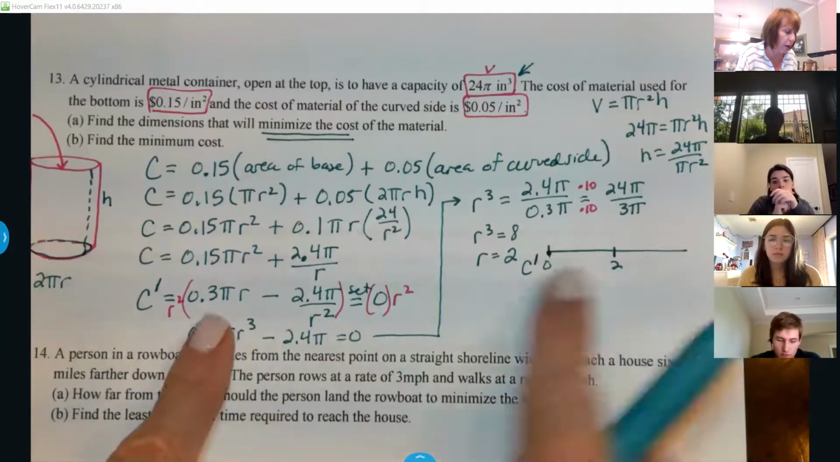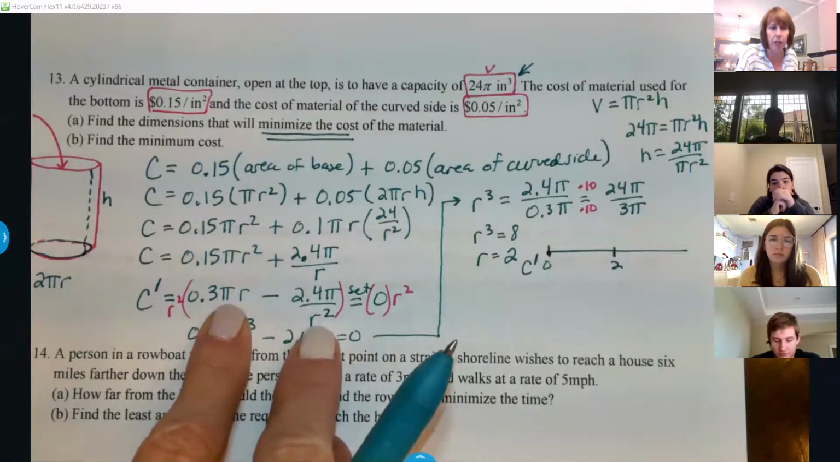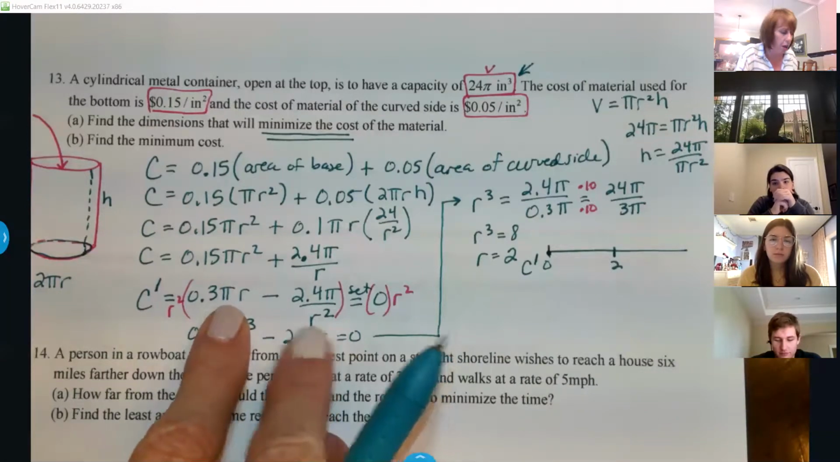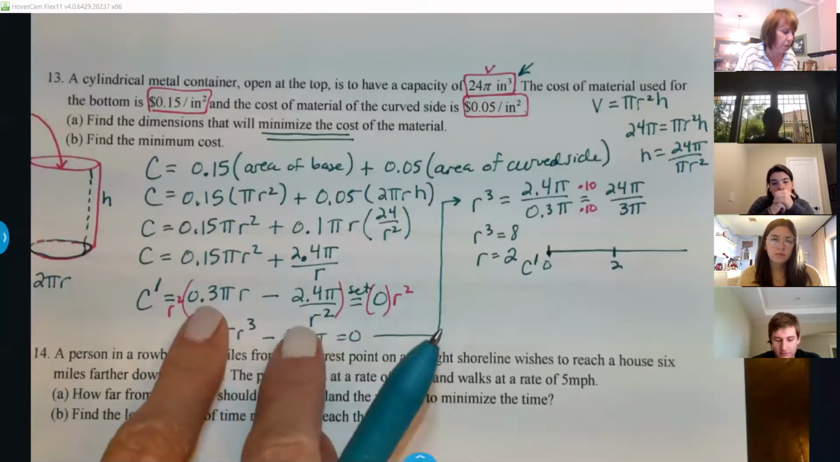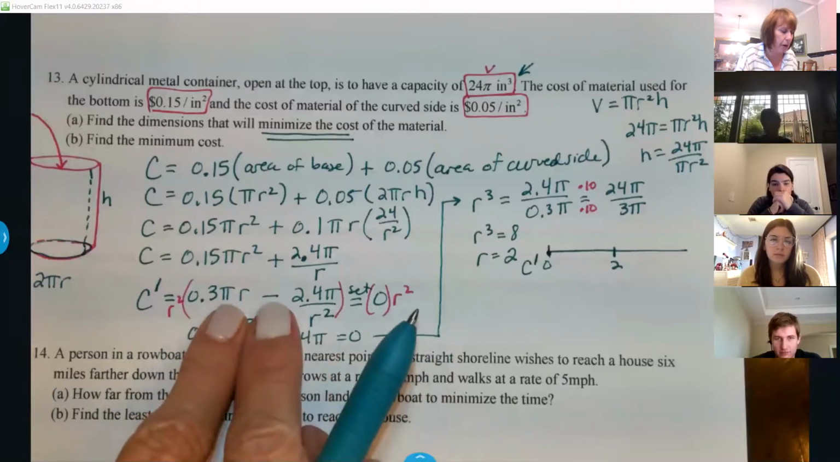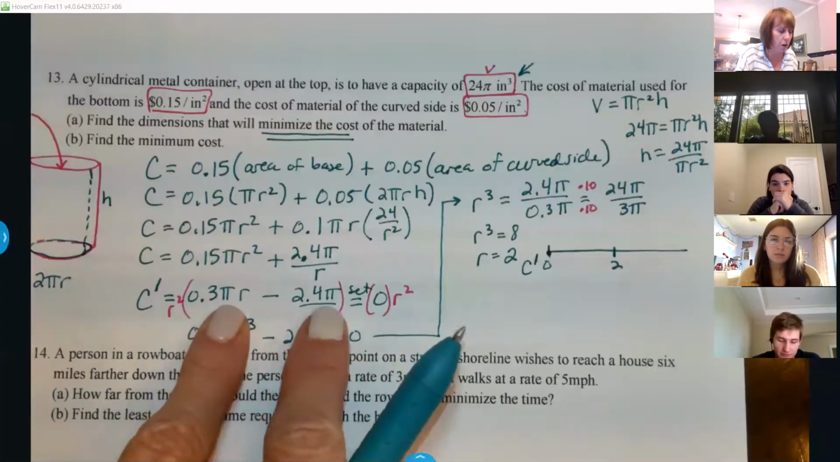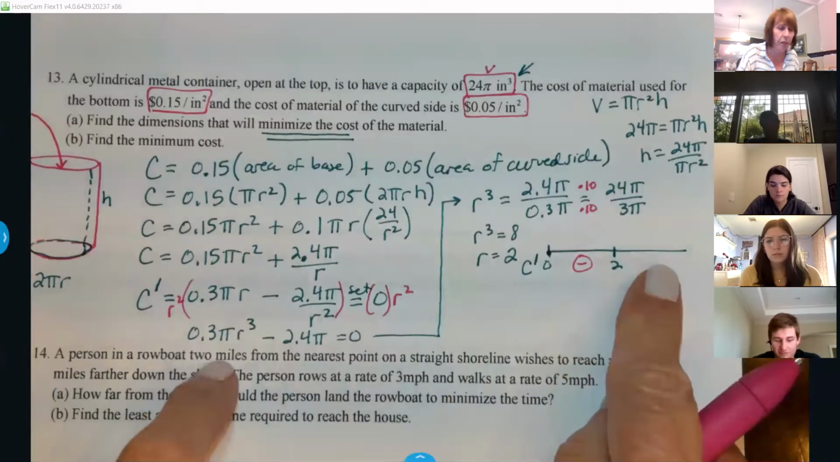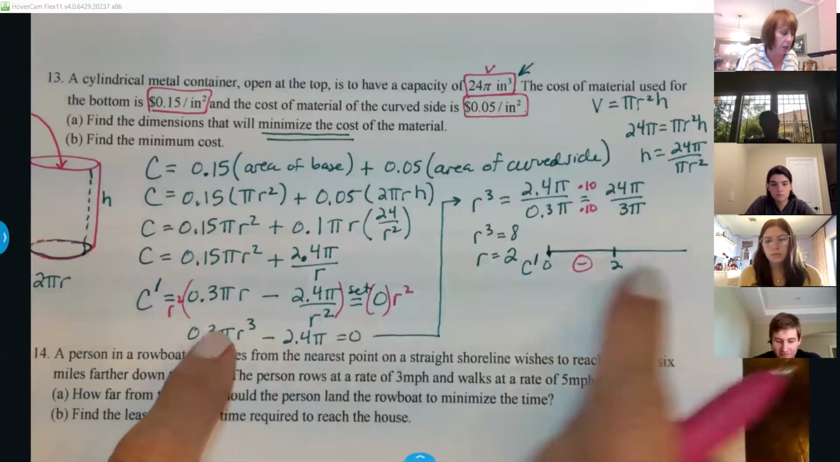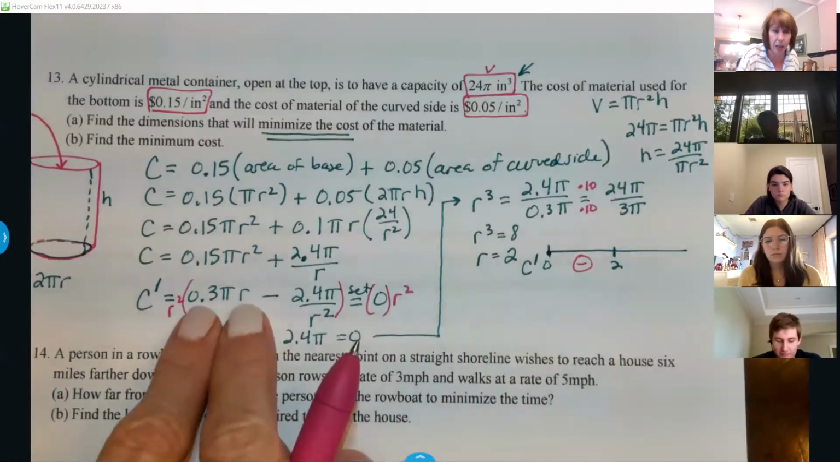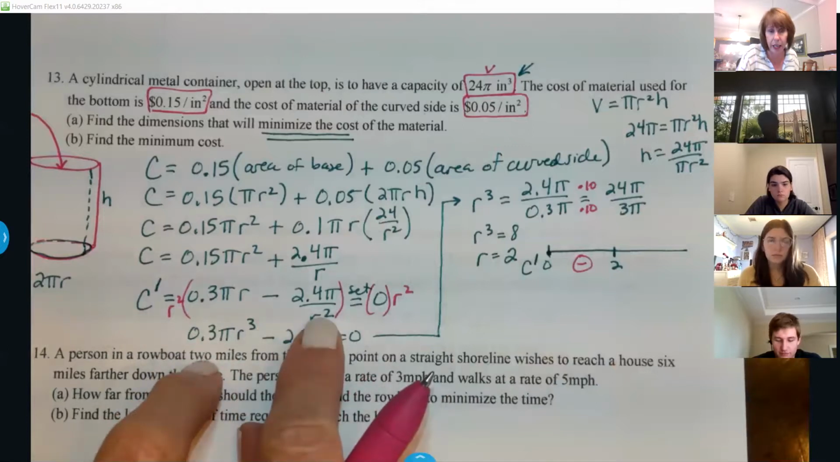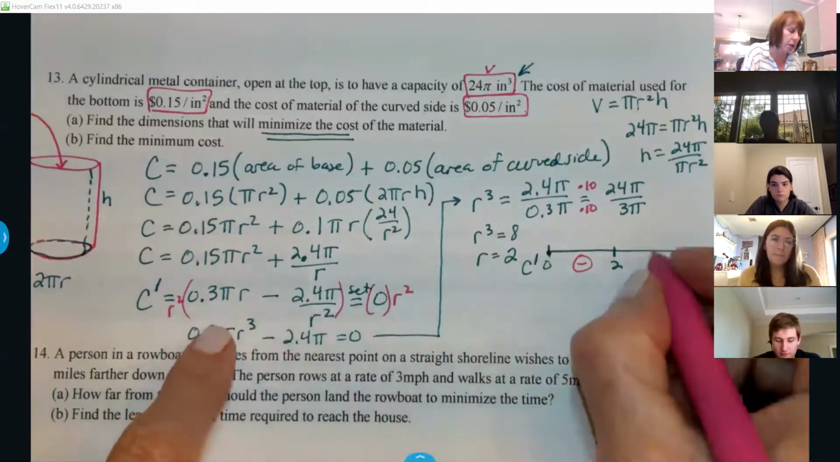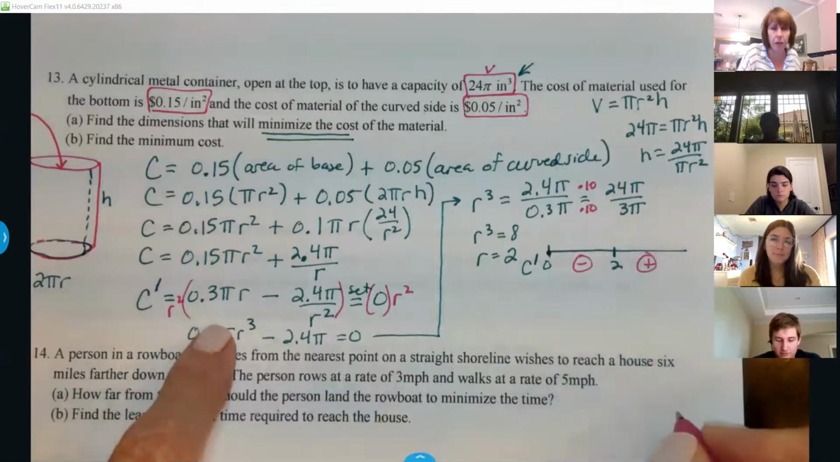If I put a 1 in for R, I'm going to have 0.3 pi minus 2.4 pi. That's going to be negative. If I put a very, very large number in, I'm going to have a large positive minus a tiny, tiny number, so this is going to be positive over here.